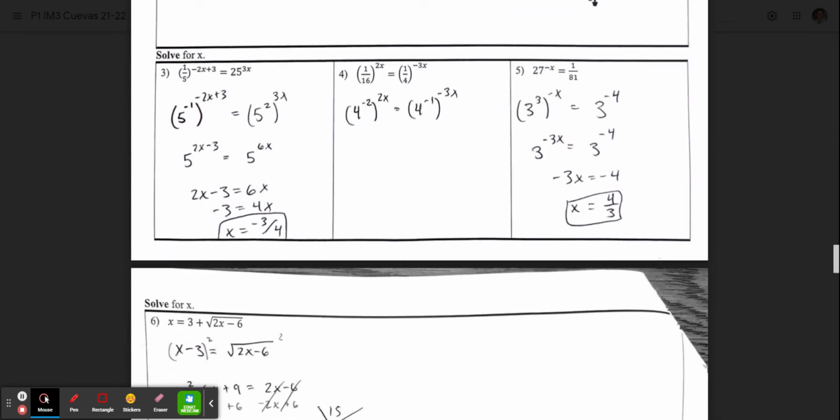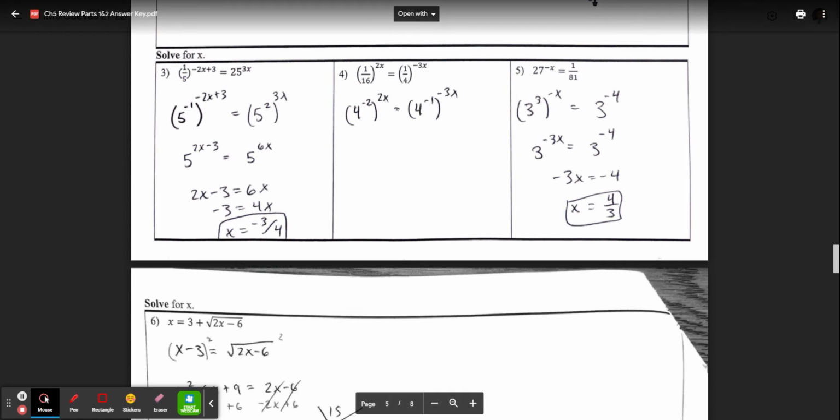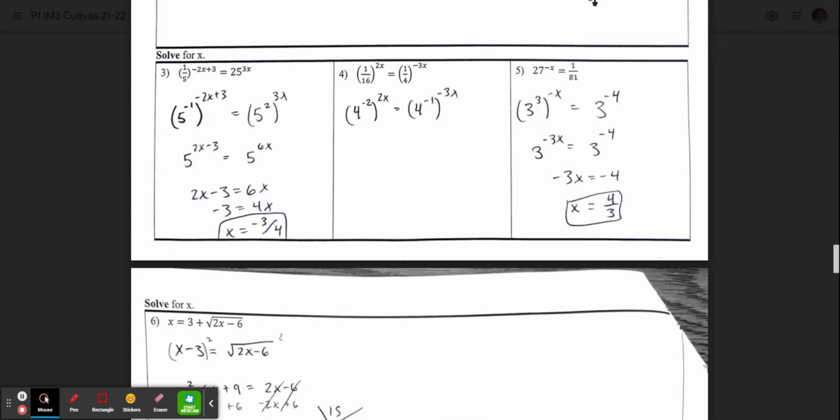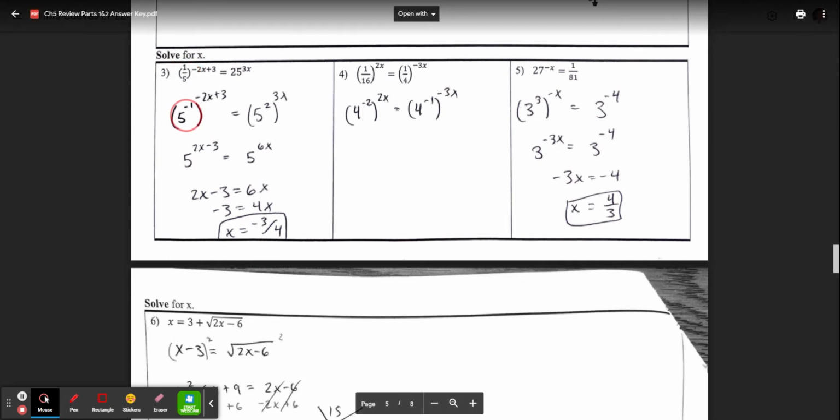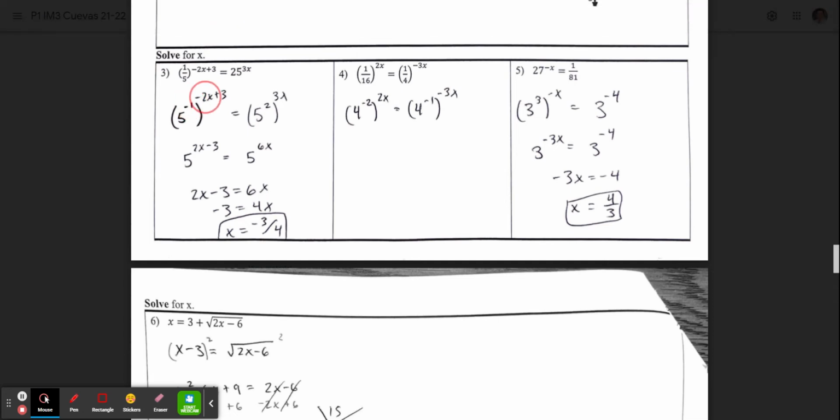Okay, here we have some equations, and we need to find out what x is. And the key point to this is to rewrite the bases in order to have the same base. So, for example, 1/5 and 25, we need to have them be the same base so that we can match the exponents. So 1/5 is the same as 5 to the negative 1 power. 25 is the same as 5 to the second power. When you have a power to a power, you're going to multiply. So negative 1 multiplied by that is going to give you 2x minus 3 when you distribute. And then 2 times 3x is 6x. If the bases are the same, the exponents are also the same. So you can set the exponents equal to each other and solve for x.